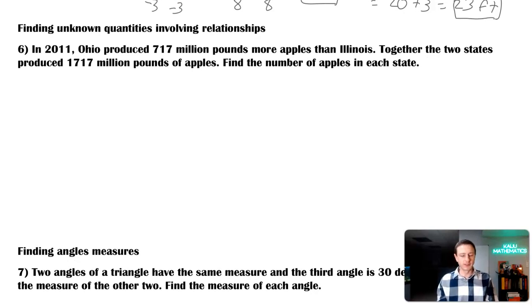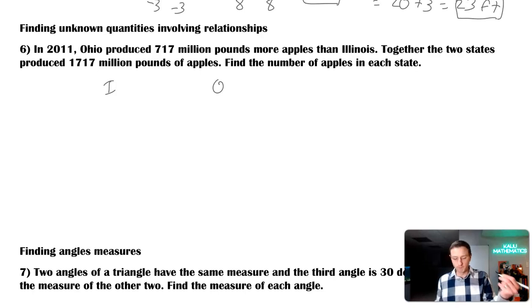Finding unknown quantities involving relationships. In 2011, Ohio produced 717 million pounds more apples than Illinois. Together, the two states produced 1717 million pounds of apples. Find the number of apples in each state. So here we have a problem where we have the amount of Illinois' apples compared to Ohio's apples. It says Ohio produced 717 more.